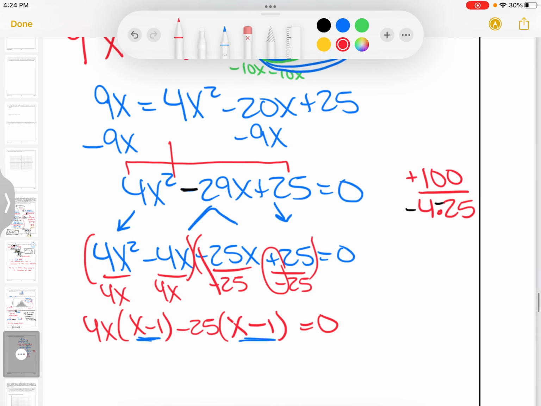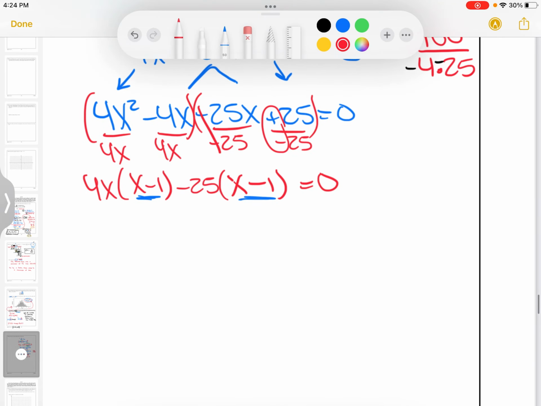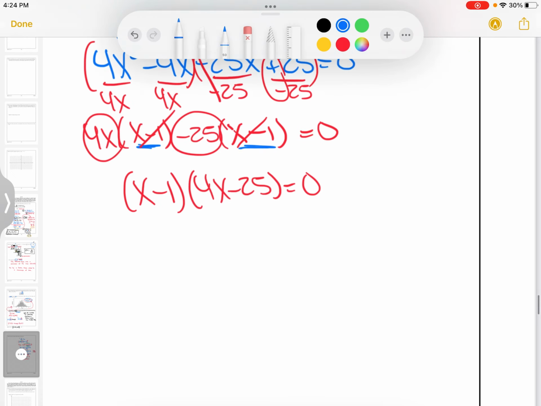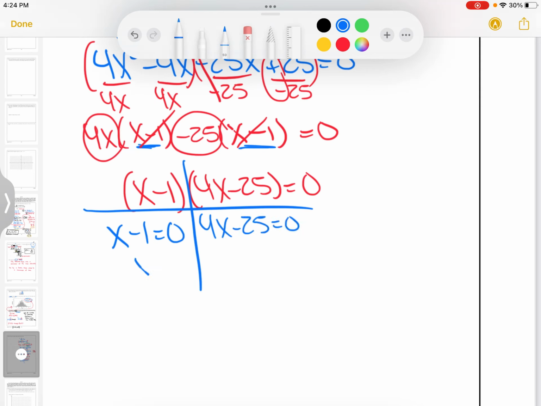So now I'm going to bring down the one that they have in common, but you only bring it down once as a GCF, so those are gone. And then you put your 2 GCFs from the grouping section together. This is 4x minus 25, and that equals 0. I cannot factor it anymore. It is factored completely, so I'm at the step where I'm going to tee it up. So I get x minus 1 equals 0, and 4x minus 25 equals 0. So this will get me a 1. When I add the 25 over here and then divide by 4, I get positive 25 over 4.